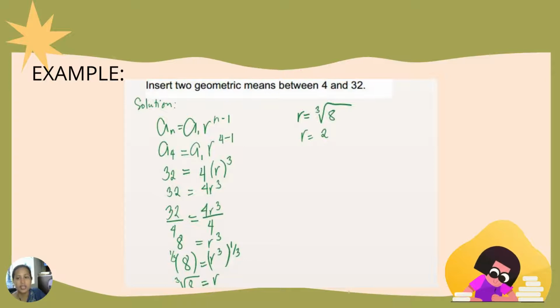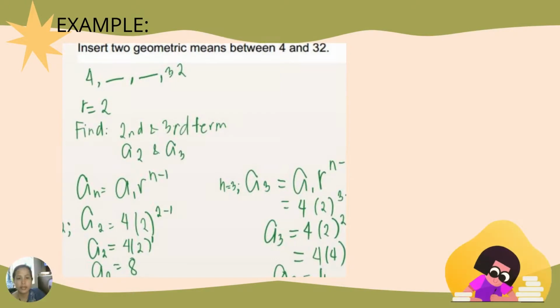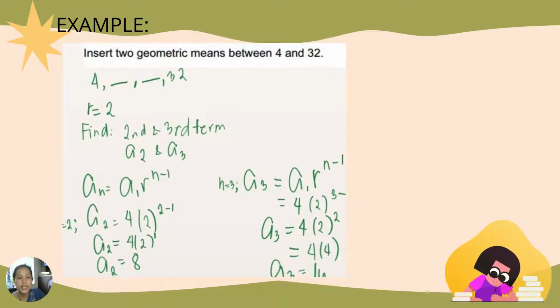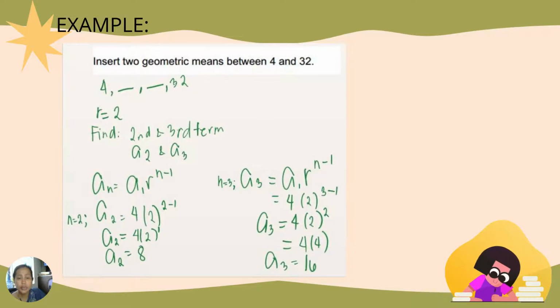It is just our ratio. Now let's go to solving our second and third terms, or the means between 4 and 32. Since we have our common ratio, which is 2, we will now be able to find our second and third terms, or the two terms between 4 and 32. By using the formula again, we will be able to find our two terms.